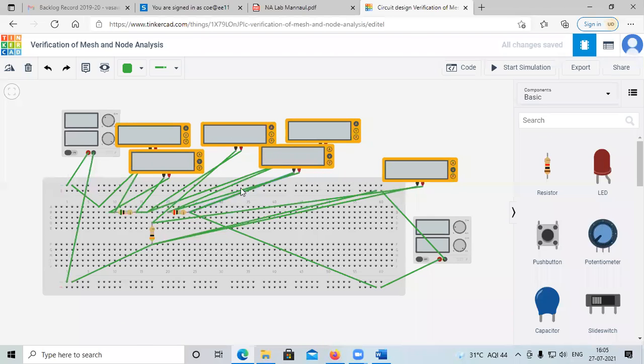First, we will create a new circuit for your understanding. We will connect this circuit one by one, each and every piece of equipment, and see the result. So I will take a new one.